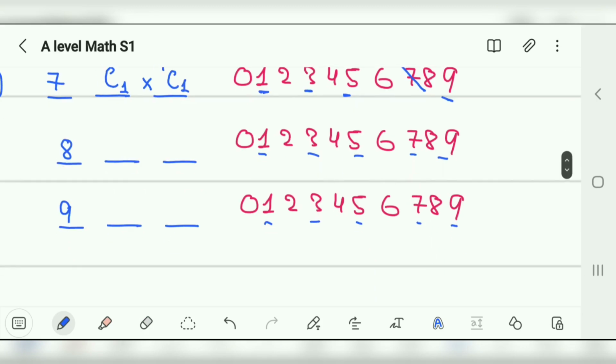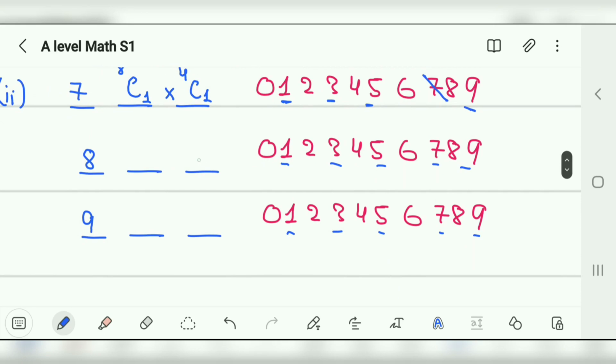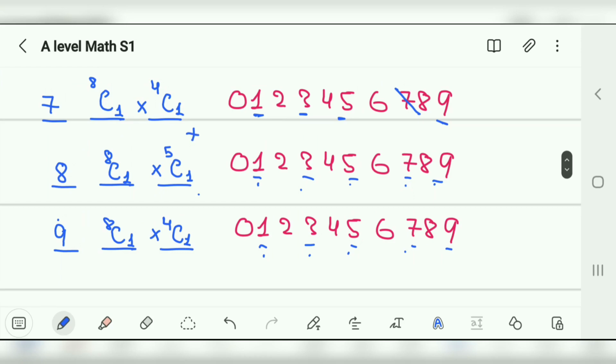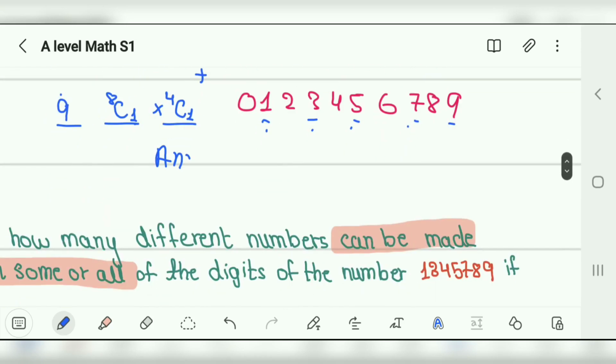Then in here it's the same thing, so it's 5C1 since 1, 3, 5, 7, 9, 5C1, then multiplied, and the remaining will be 8C1. Same thing in here as well, maybe not because it's 9 here. 1, 3, 5, 7, we got 4, so 4C1 multiplied by 8C1. And now we're just going to add them up, and this is the answer.